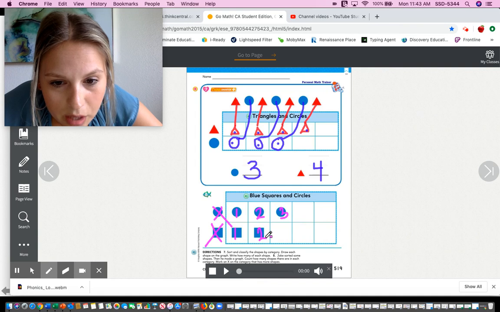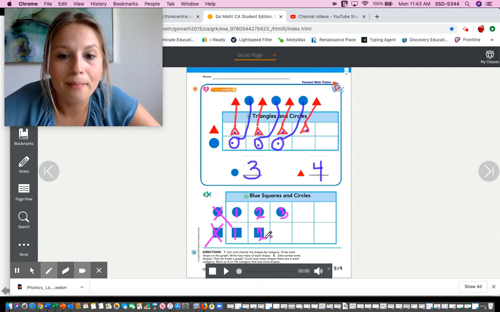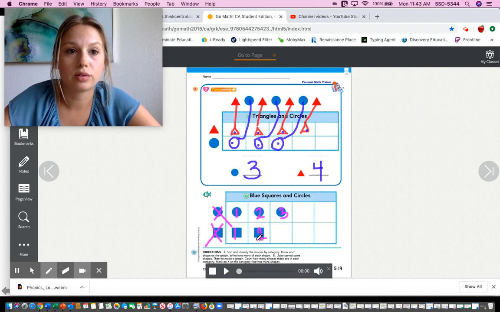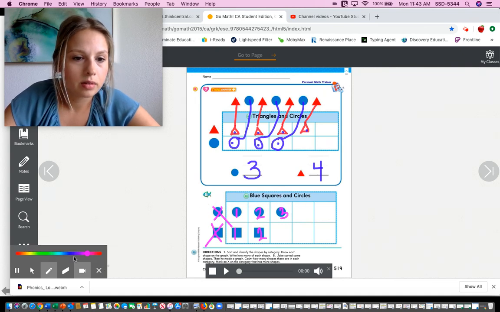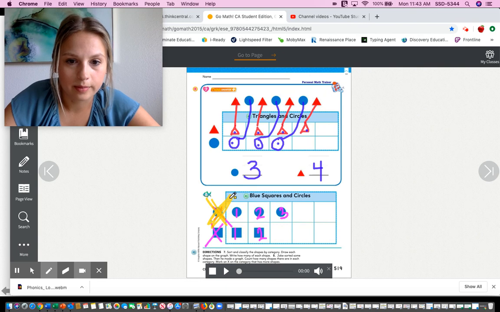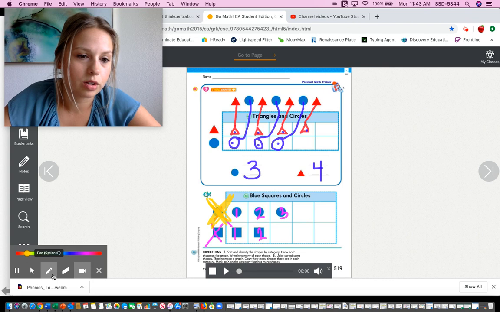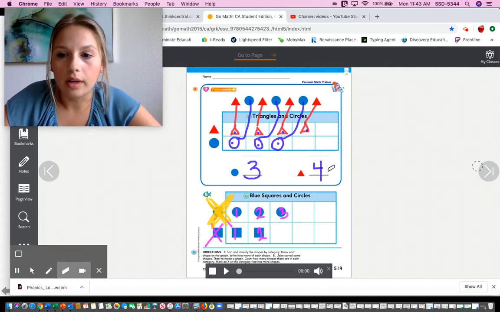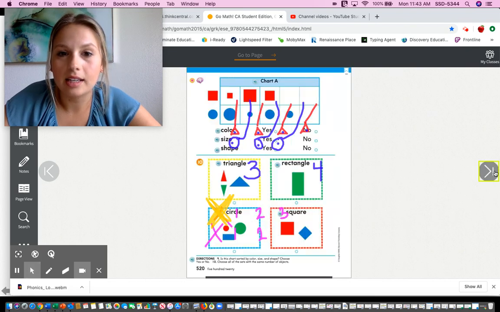Mark an X on the category that has more shapes. So are there more circles or more squares? More circles. So I'm going to put a big X on, I'm going to change my color, on my circle. This one has more. Good job. We know 3 is greater than 2. And there's more circles than squares. Good job. Okay, that is it for today's lesson.